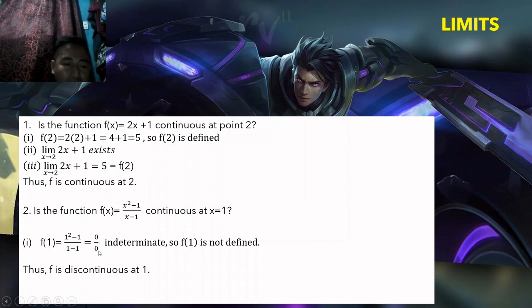This is 0 over 0, indeterminate. So, f(1) is not defined. Okay, like our example class, with the graph that has parts. This one does not satisfy part 1, part 2, part 3. So it is not satisfied in part 1. Therefore, f is discontinuous at 1. So it's automatic, we only needed 2 of the 3 steps. Verify: it does not satisfy the condition at 1.